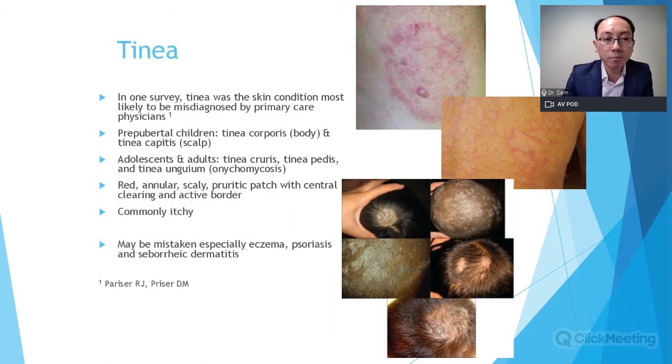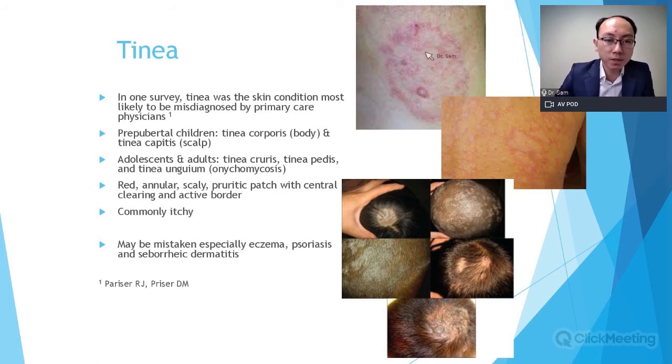So I think we need to have a very high suspicion in children and even adult patients. When the patient comes in with a skin condition, you should have a high suspicion whether this may be tinea or not. In pre-pubertal children, normally the tinea infection will involve the body and also the scalp. But for adolescents and adults, normally you get tinea cruris, which involves the inguinal region, tinea pedis over the foot, and tinea unguium over the nail base or the toe.